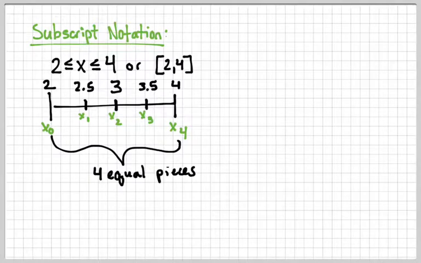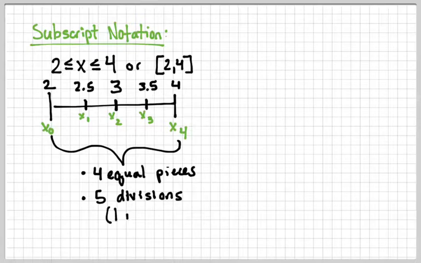But there are 5 divisions. So 4 equal pieces and there are 5 divisions, meaning we are starting at x sub 0 and we're going to x sub 1. There will always be one more division than pieces. Okay? That's kind of important to note.